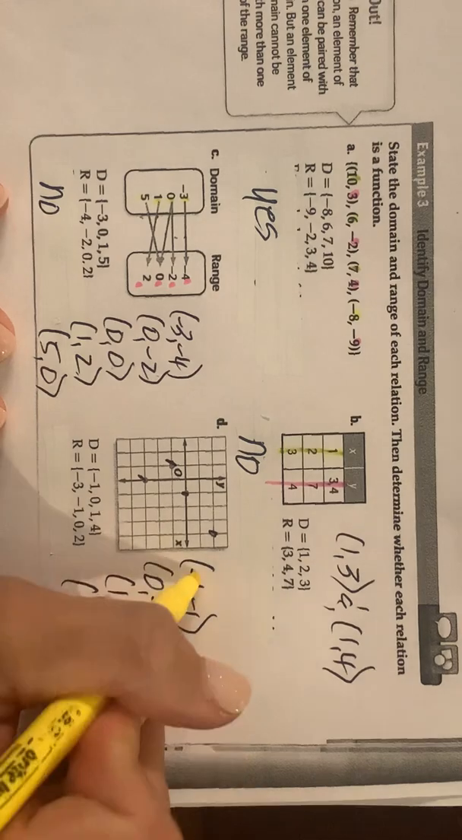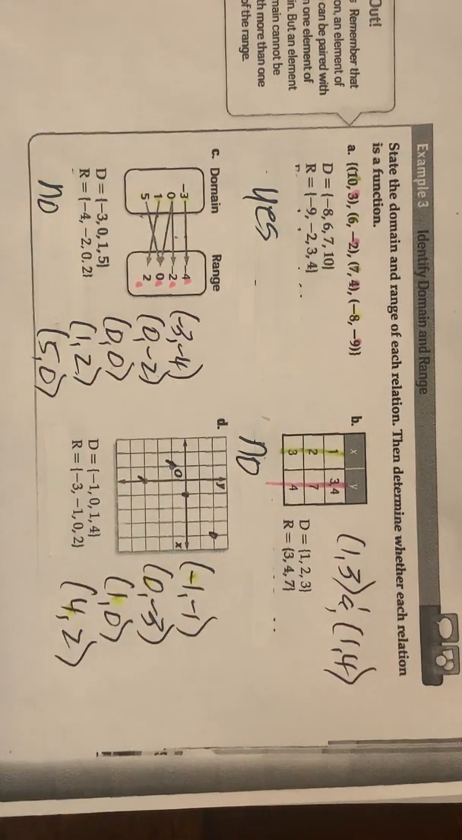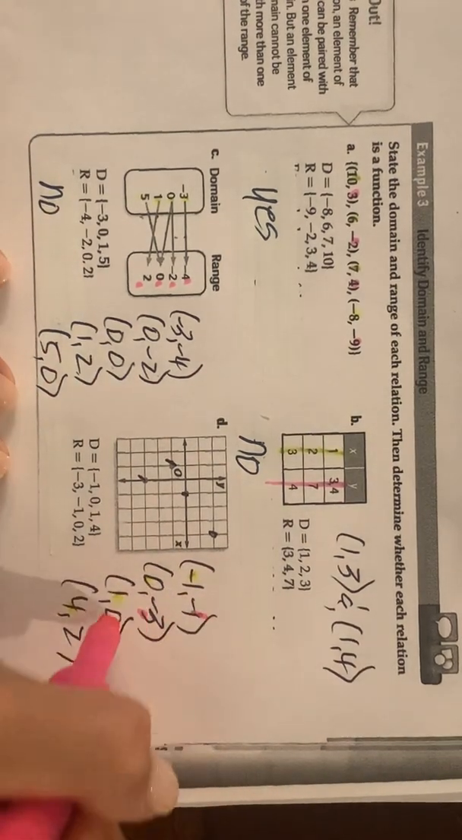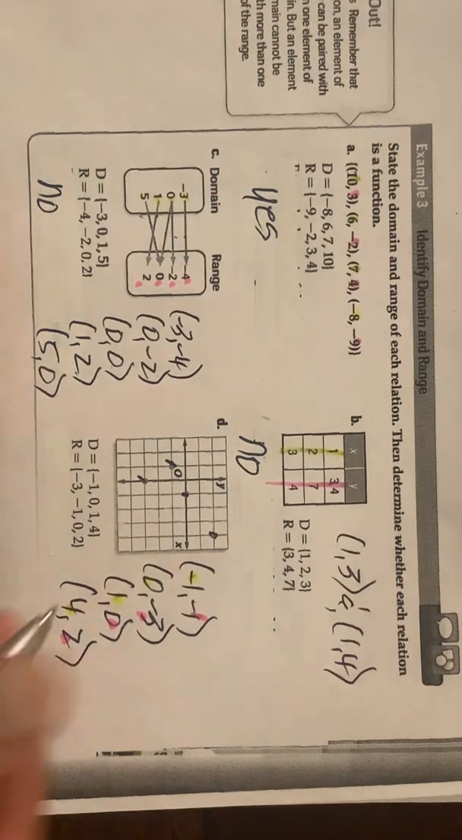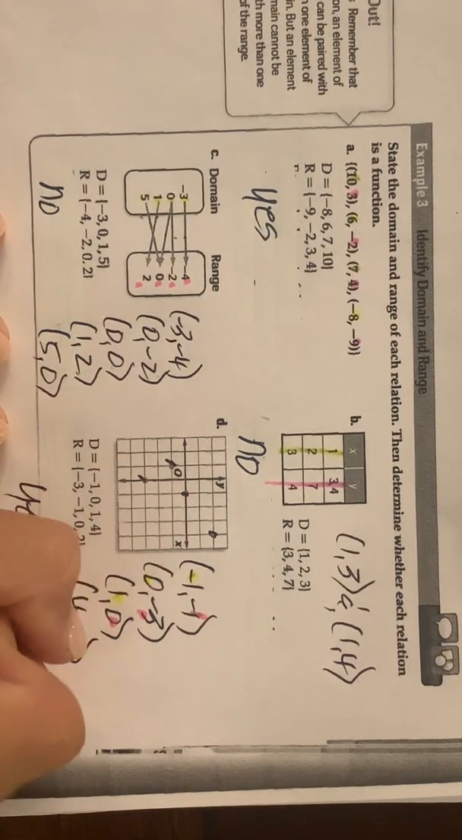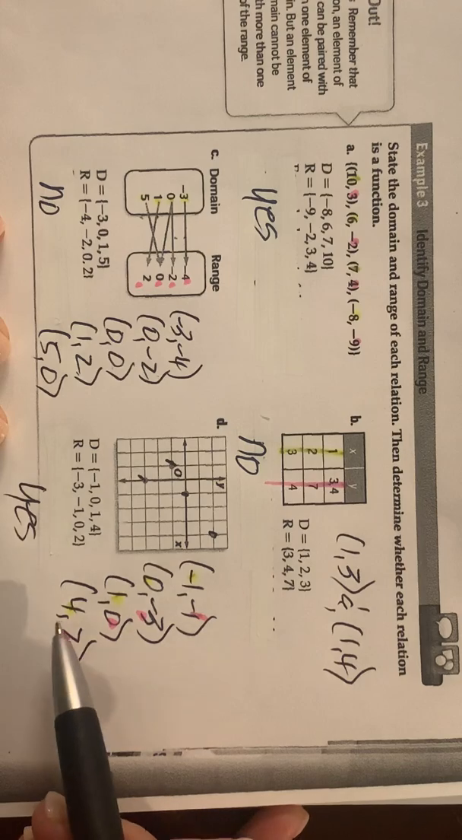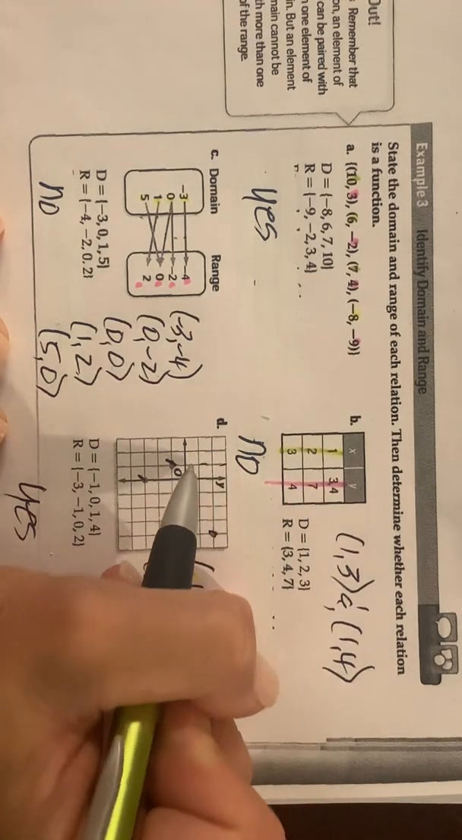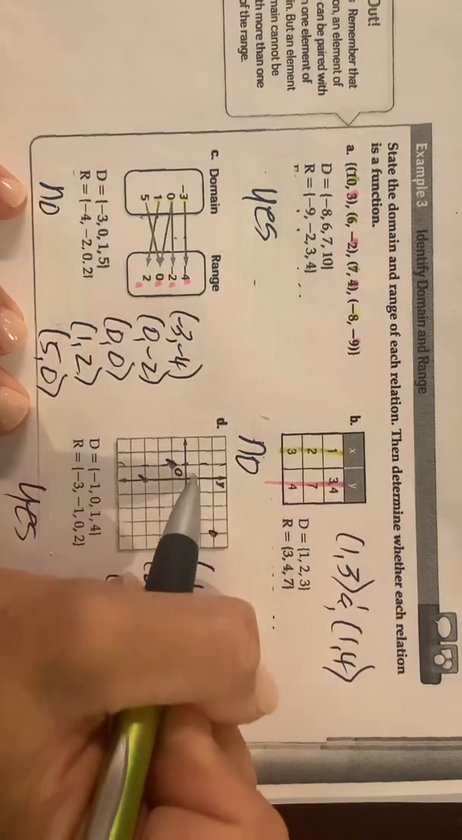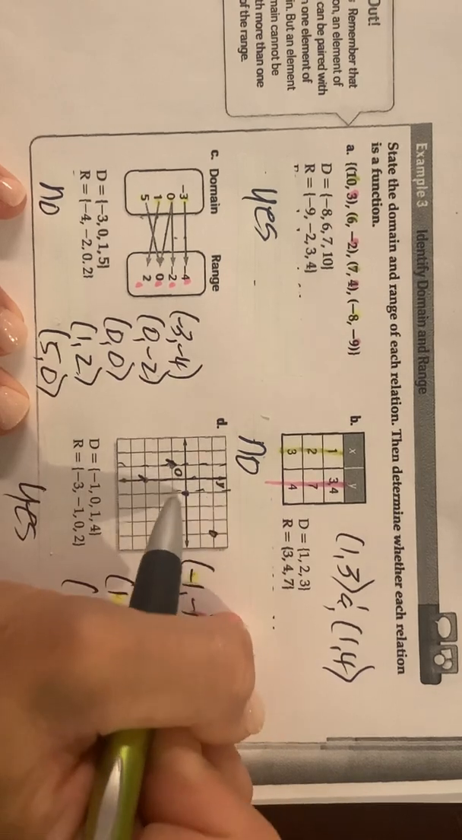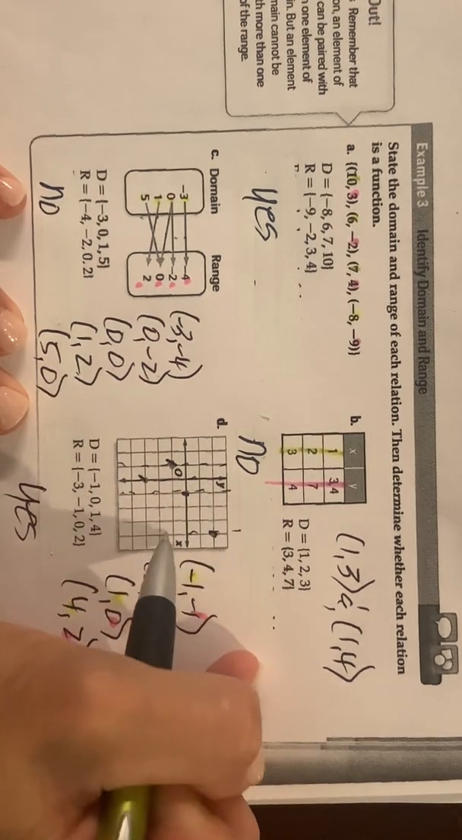Okay. Domain, range. Is this a function? Yes, it is. None of the x values repeat themselves. Or if you look at each vertical line, which is the x, there's only one point on each vertical line.